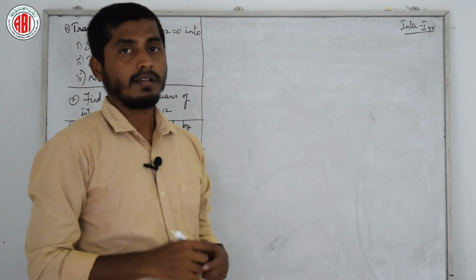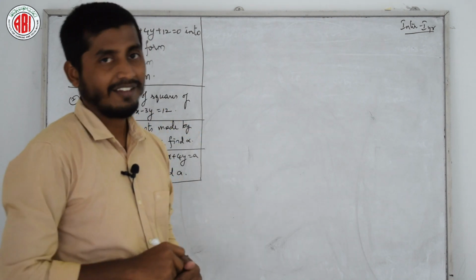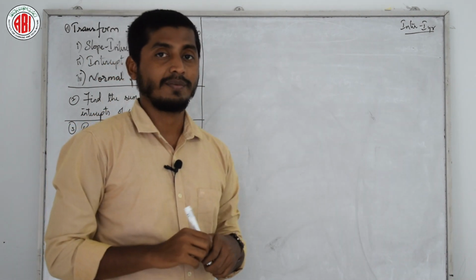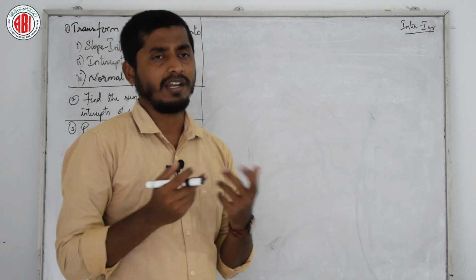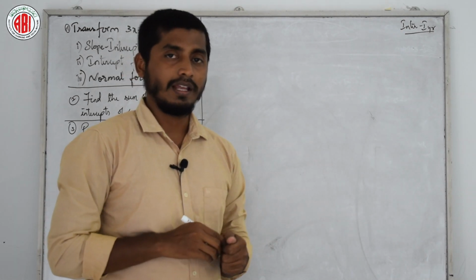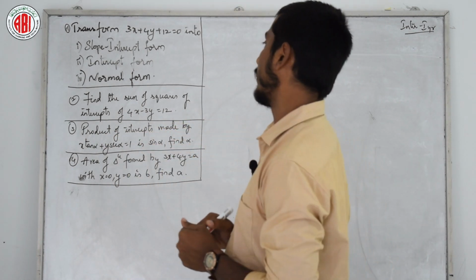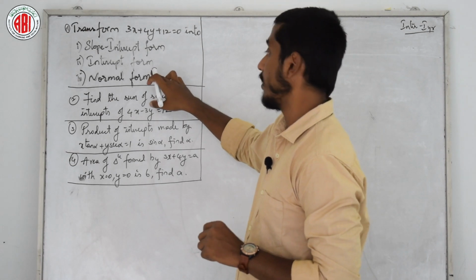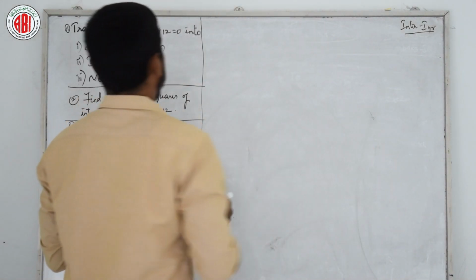Now let us discuss a few more examples of straight line equations. In the previous session we discussed how to transform a given equation into slope intercept form, normal form and other forms. Let us have one more question like that, to transform this into slope intercept form, intercept form and the normal form. Let us start.